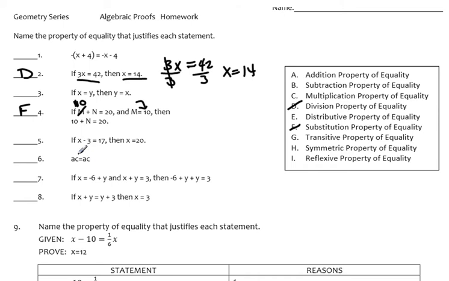Number 6, you have exactly the same thing on both sides of an equation. AC equals AC, and that's simply our reflexive property of equality.